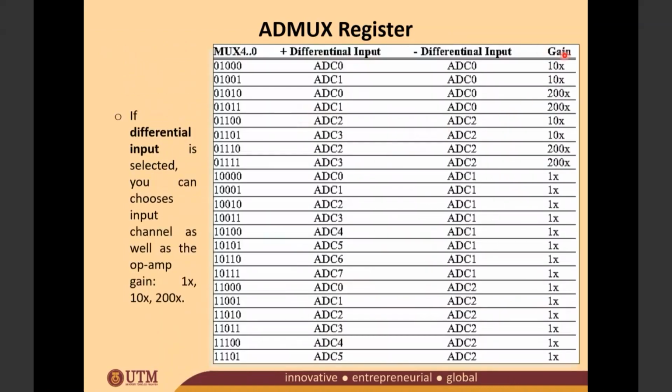If your sensor's analog input is too small, then you need to amplify the input. So you need to use this differential input with a gain. Either you're going to multiply by 10 times or 200 times.